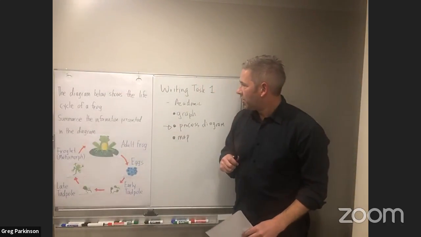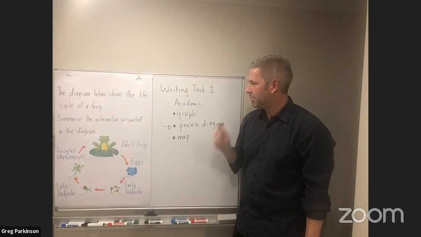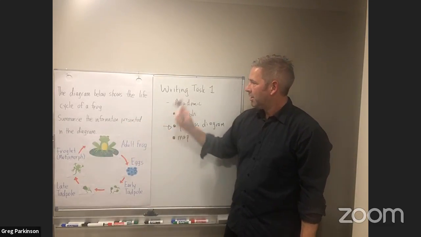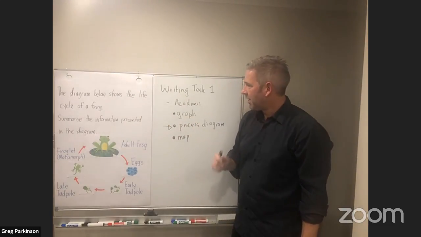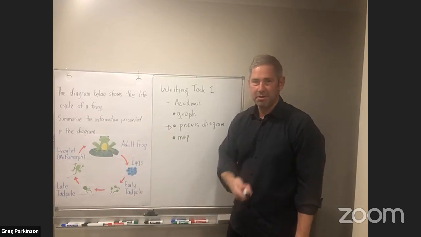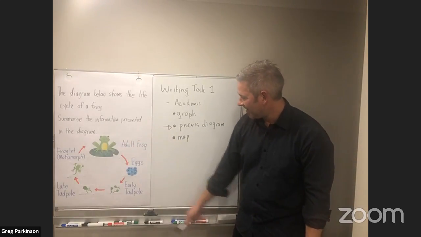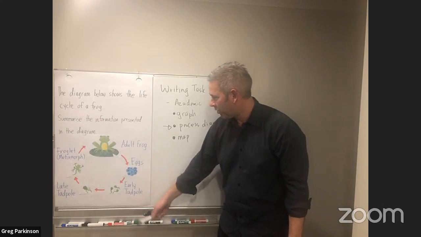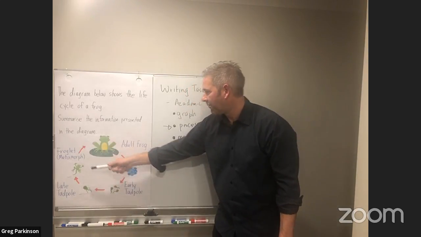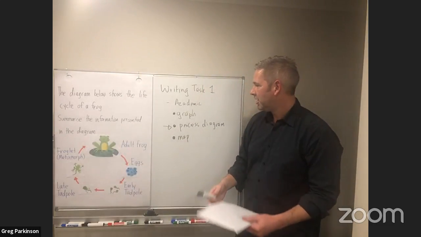So what you're asked to do here is summarize the information presented in the diagram. And we're told that the diagram below shows the life cycle of a frog. So hopefully you like my artwork. We can see the adult frog, eggs, early tadpole, late tadpole, and then the froglet. And we're told that this is known as the metamorph stage.